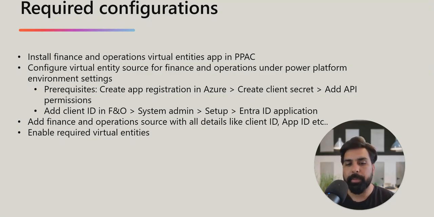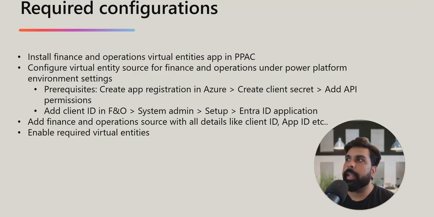So first thing is, we should be able to connect the Copilot Studio to this data source, which is your virtual entities. To do so, we have one application for that. We need to install that in our Power Platform Admin Center. Once that is installed, we need to configure that virtual entity source for finance and operations in the Power Platform environment setting. Now to do so, there are certain prerequisites where you need to create one app registration in Azure, then create a client secret and add certain API permissions, which I will be talking about.